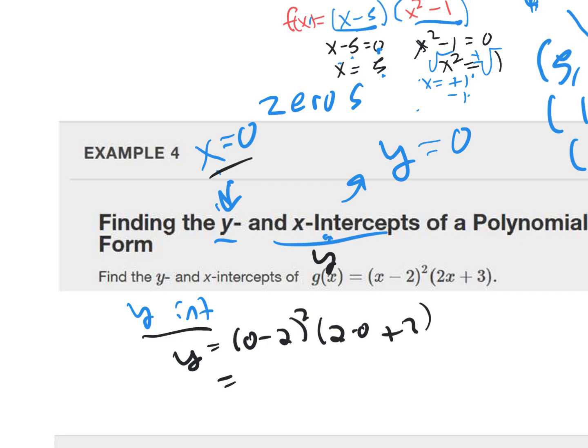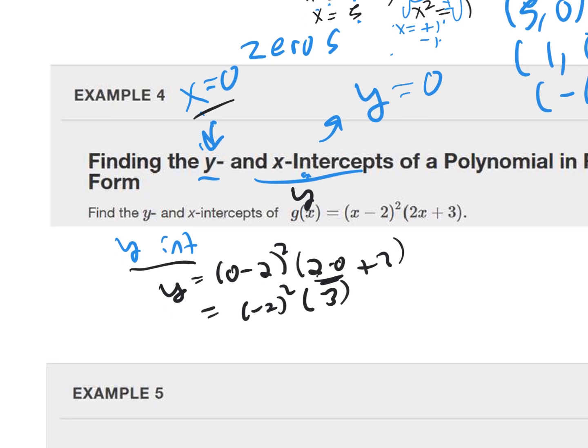0 minus 2 is a negative 2. I've got to square it. And then 2 times 0 is 0. 0 plus 3 is 3. Negative 2 squared is a positive 4. Times the 3 is 12. So that point would be, if the x is 0, 0, 12.